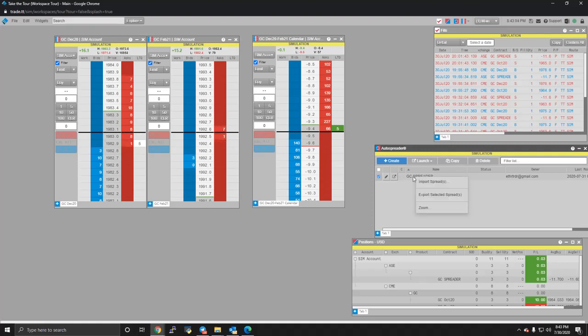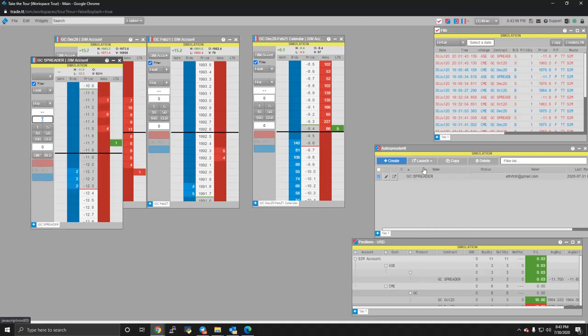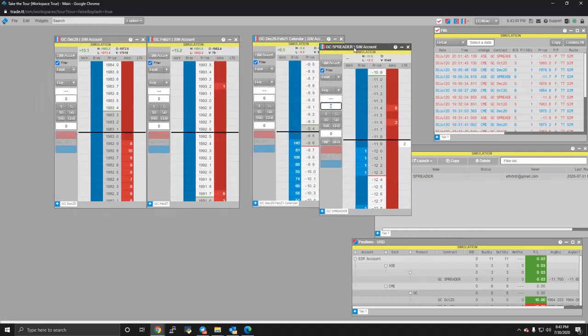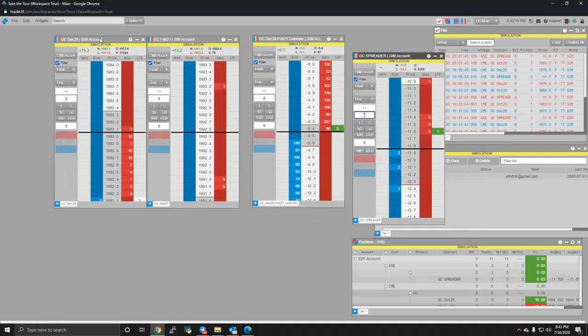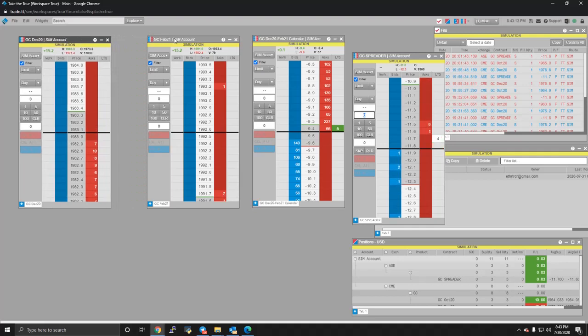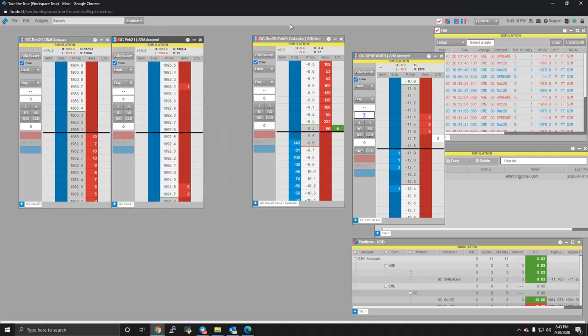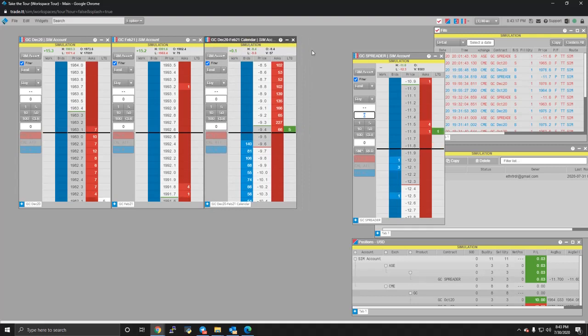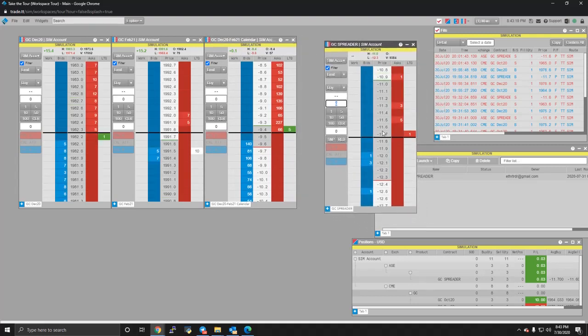So let's see if I can launch this thing. This is my algorithmic execution portal, which we talk about in depth in course 201 and in the book for Building Statistical Arbitrage Trading Strategies. So what you're going to see here is I'm going to begin bidding and offering the calendar spread synthetically.